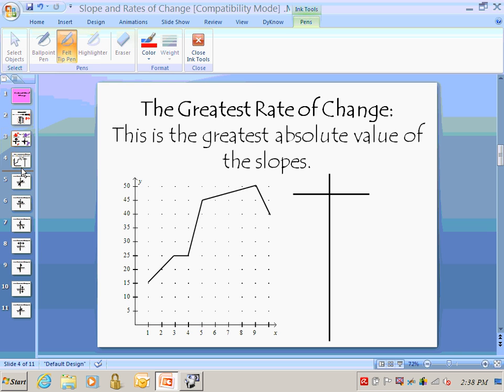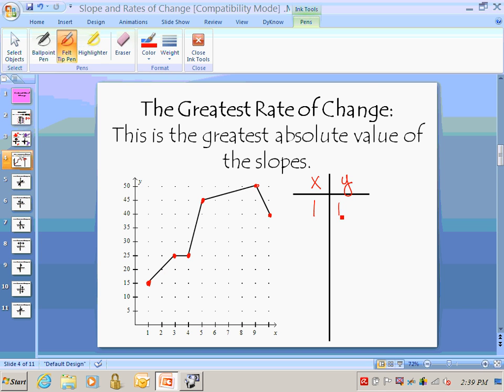Okay, the greatest rate of change. This is the greatest absolute value of the slopes. So what we're going to start by doing first is plotting points. So I have a beginning point here and an end point here. This is also the beginning point and end point here, a point here, here, and here. So when I plot these points, I'm going to start by going left to right.